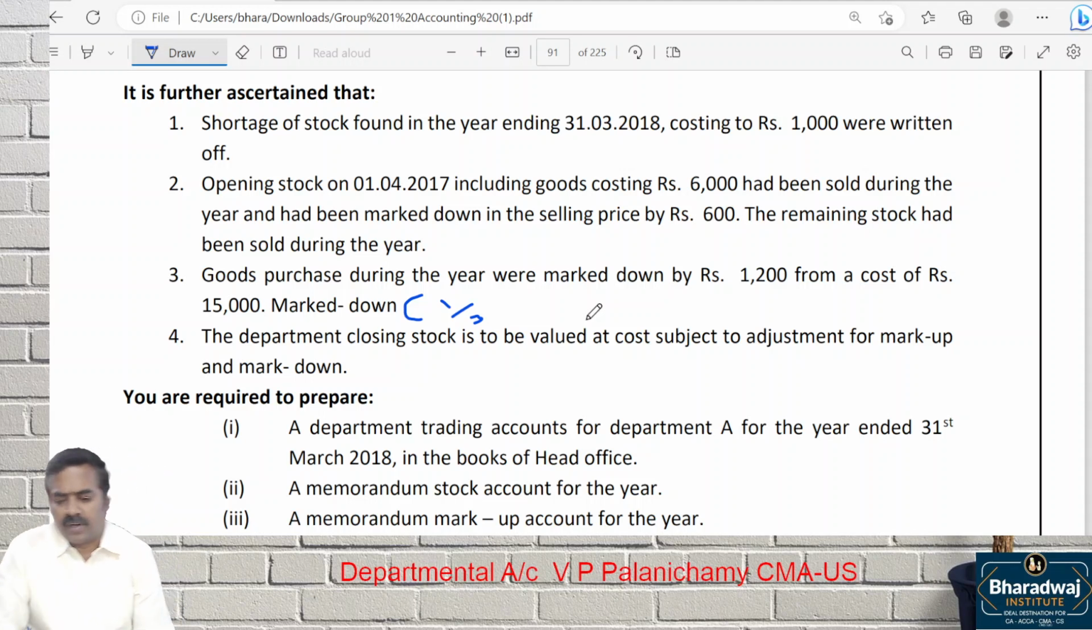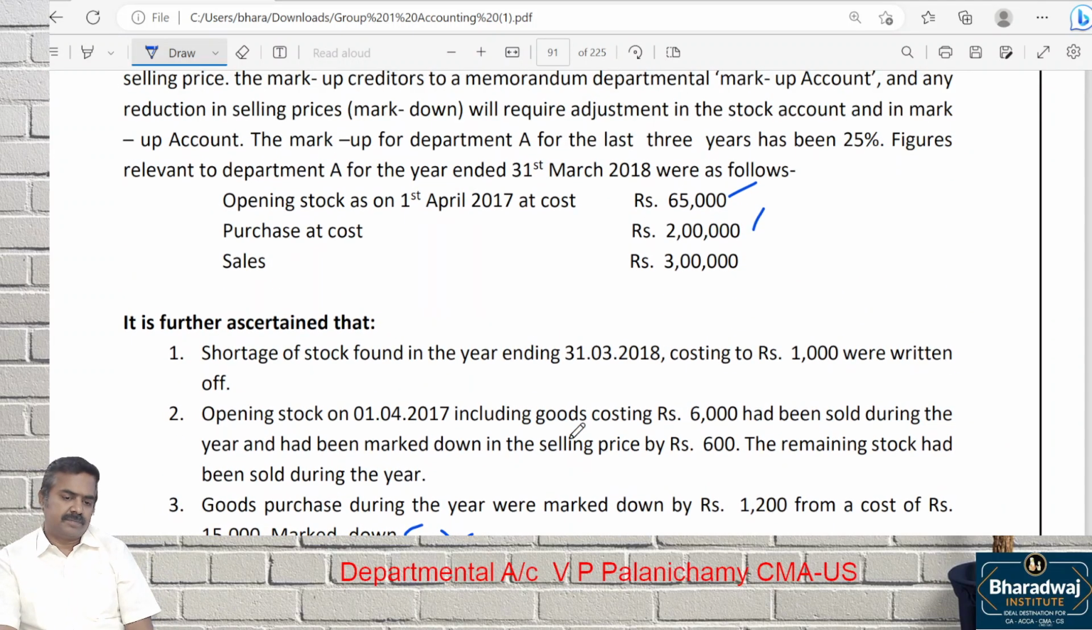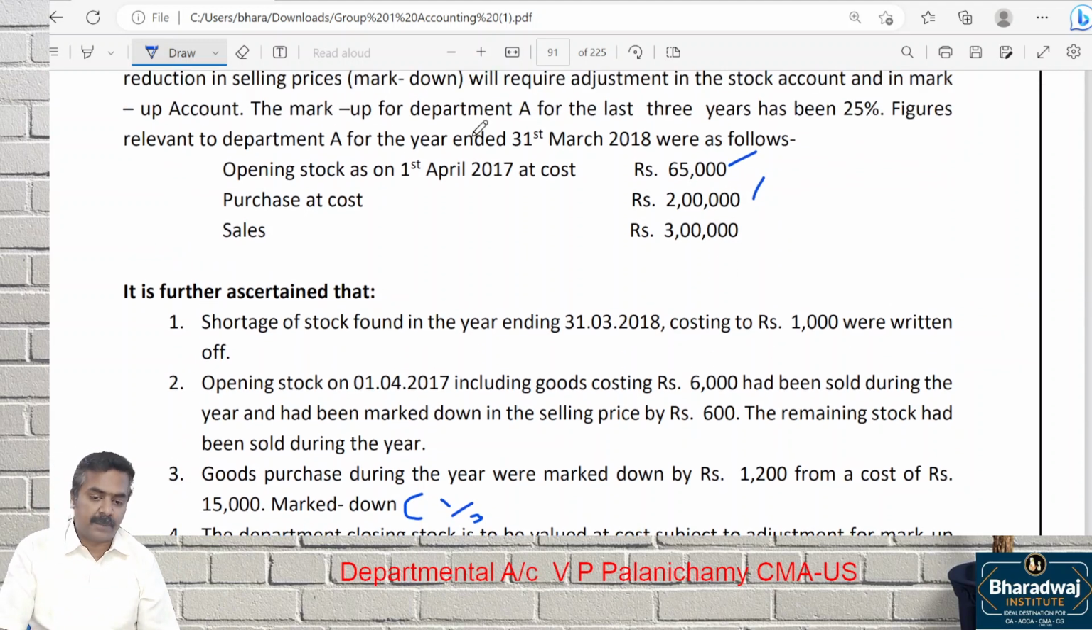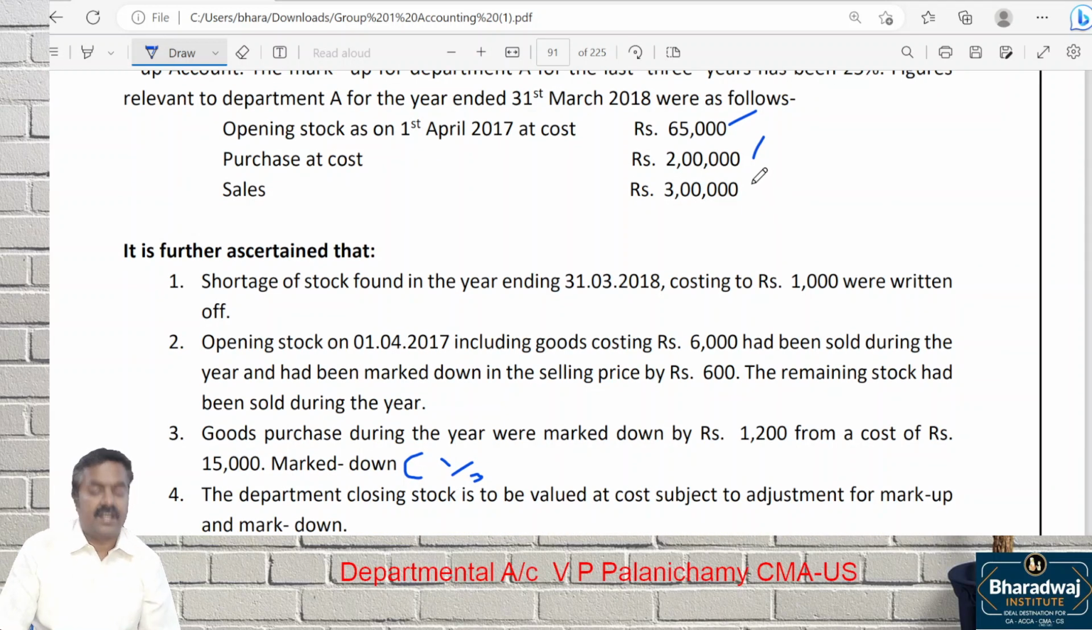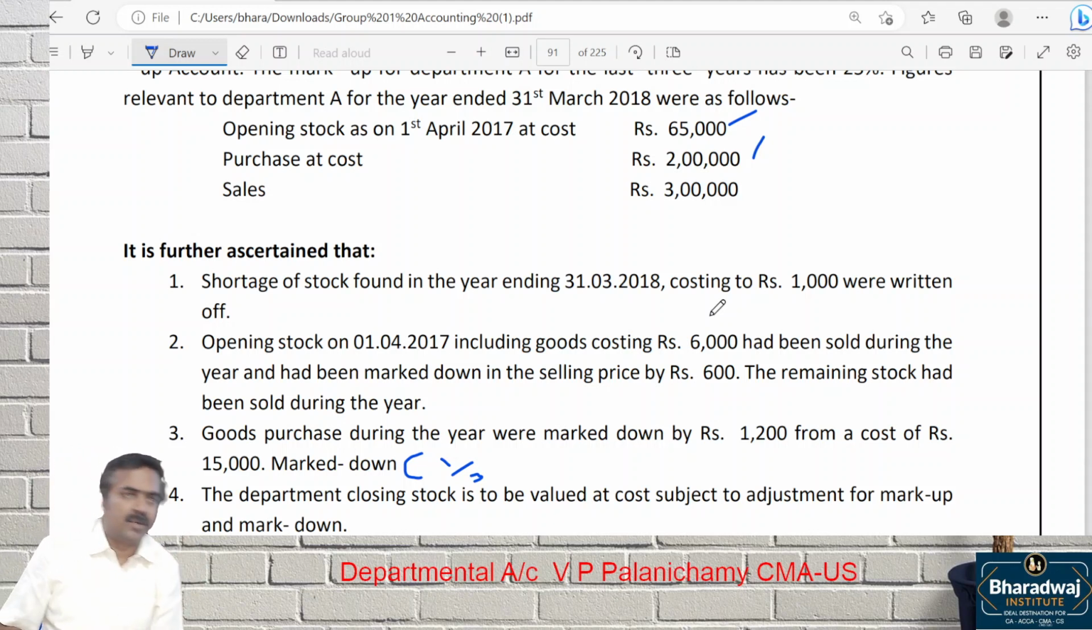Departmental closing stock has to be valued at cost subject to the adjustment of the markup and markdown கொடுத்திருக்காங்க. They ask you to prepare the memorandum stock account and the markup account. Try பண்ணுங்க. And please remember, opening stock will be 65,000 plus 25%. Purchases will be 2 lakhs plus 25%. Sales will be recorded at actual values. Only when there is a further markup or further markdown that you have to adjust in which account? Stock markup, stock markdown, like that you have to adjust. Try பண்ணுங்க.